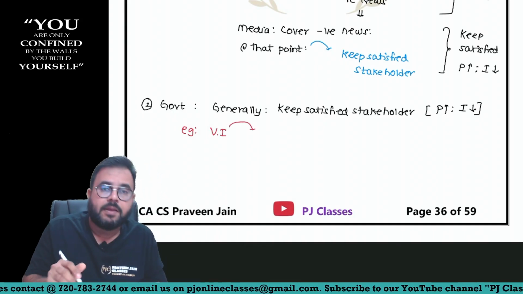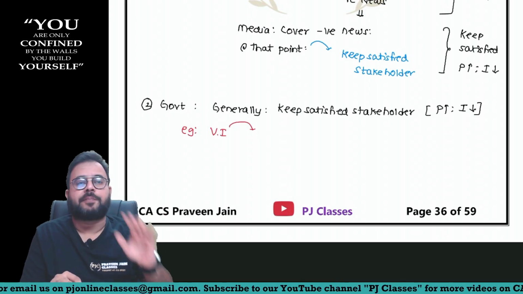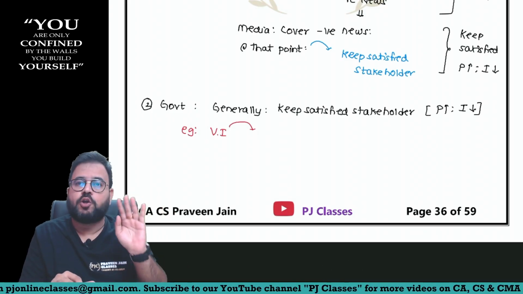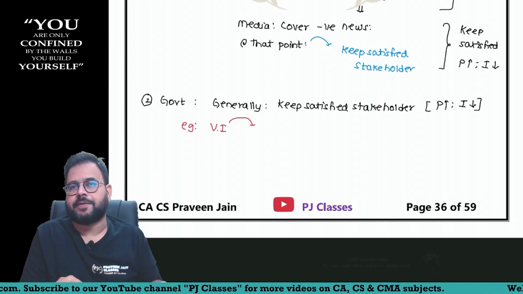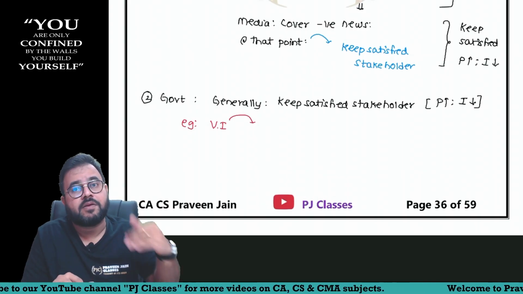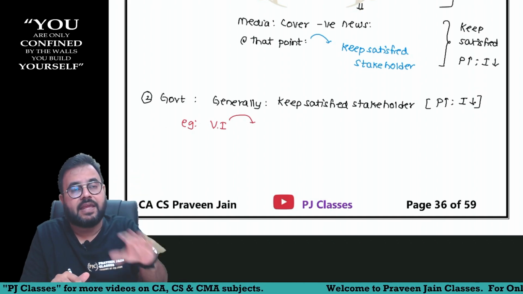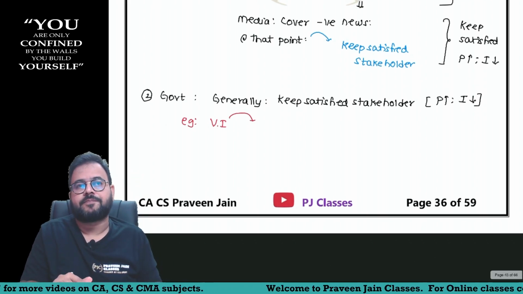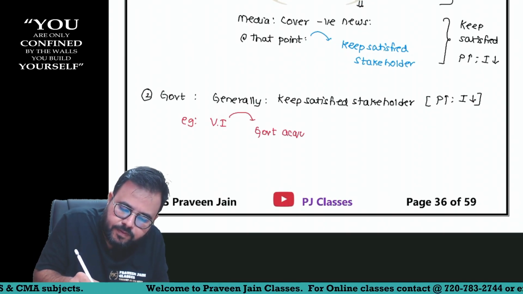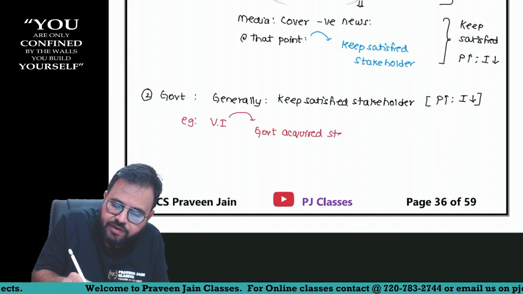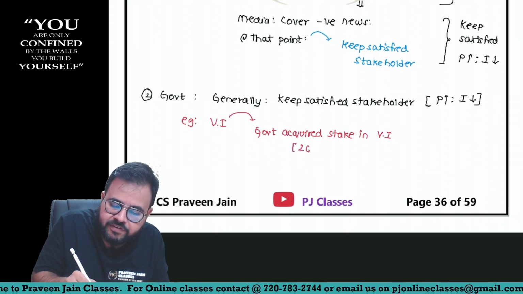What has happened, sir? This company has to pay some licensing fees to the government, and they were not able to pay. So what did the government do? Government has acquired some stake in the company. In other words, more than 26% of this company is now owned by the government. Wow, government acquired a stake, controlling power in VI. Sir, more than 26% I am talking about.